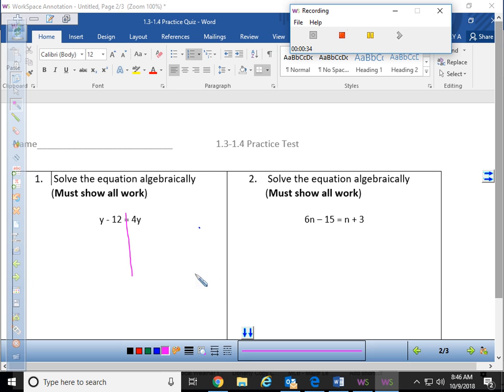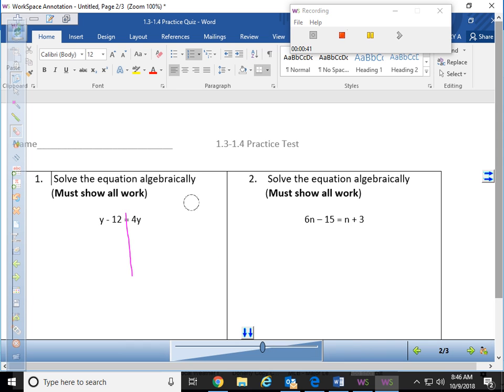Okay, so what we have on this whole page is something called variables on both sides of the equation. And what we want to do when we have variables on both sides of the equation is eliminate the weaker variable. I highly recommend that. There are other ways to do it, but I think it'll save you some headaches later on if you eliminate the weaker one first.